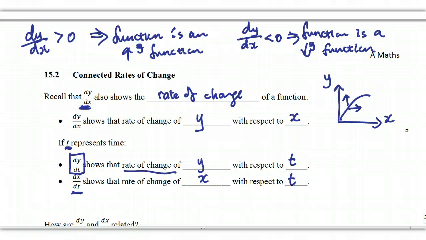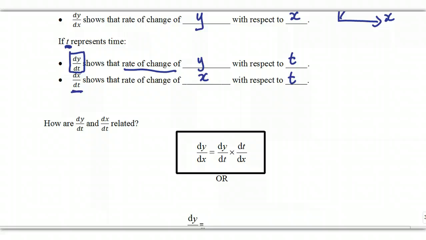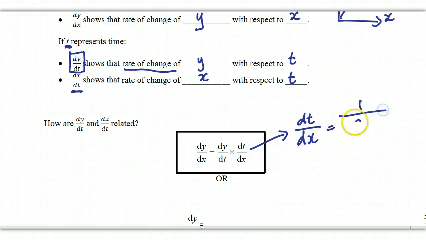So the next question you may ask is, I have dy over dx, I have dy over dt, and I have dx over dt. So how is everything related? We can see that dy over dx is equals to dy over dt times dt over dx. It's as if you can cancel out the dt and you get dy over dx. And dt over dx is equals to 1 over dx over dt, so it's the reciprocal of dx over dt.